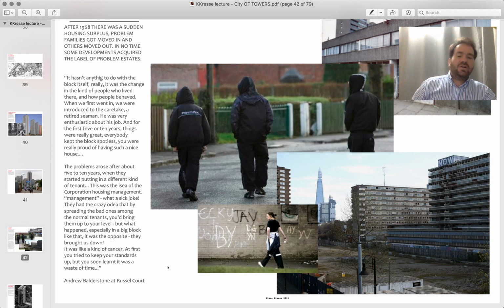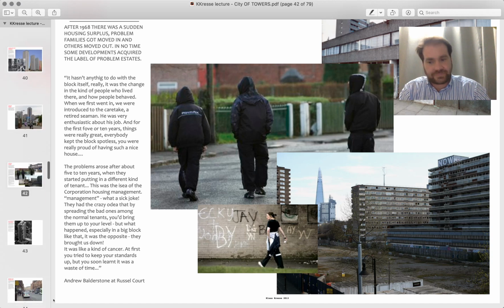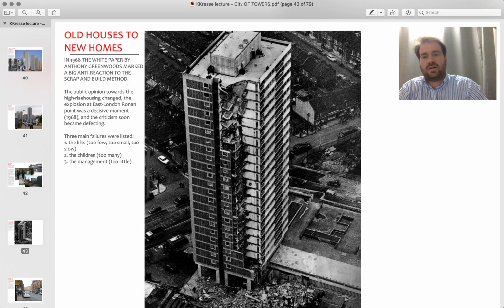So consequently, people would move out, whoever could, right? They were in decay. And this happened all over England. This is an image of, sorry, what's the name of the building? The East London Ronan Point. And I picked this one because it symbolizes quite well how fed up people were with this kind of high-rise housing.